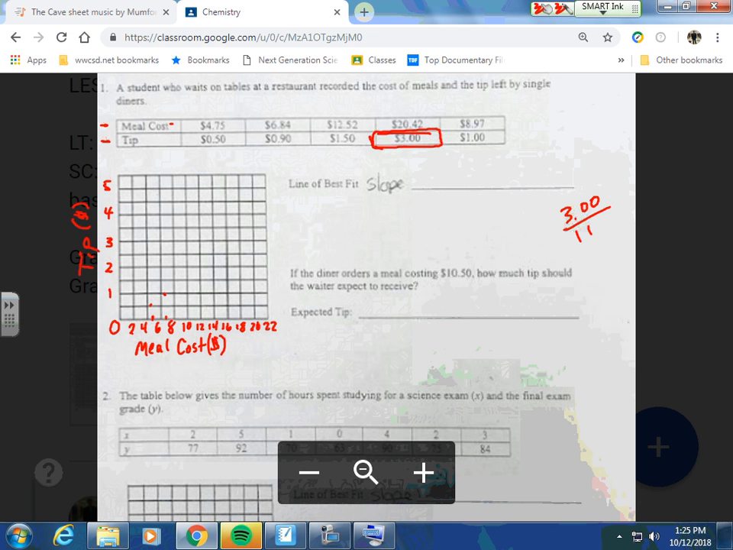We have 12.52 for meal cost. So halfway between 12 and 14 would be 13. Halfway between 12 and that would be 12.50. And then the tip is going to be $1.50. So here's $1.50. So maybe somewhere around here. Okay. And then we got to do 20.42. So kind of the same thing, a quarter of the way past 20. And I got to go to $3. Maybe about there. And 8.97, that's almost 9. It would be a dollar.